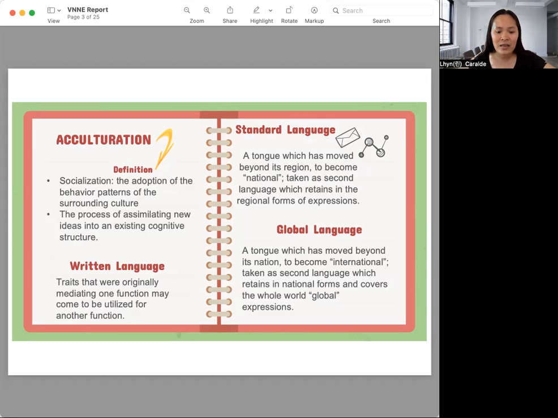The next one is the global language. In this global language, a tongue has moved beyond its nation to become international. So the standard language was only for the regional to become the national, while the global language moved from the nation to become an international language, taken as a second language which retains national forms and covers the whole world, which is the global expression.